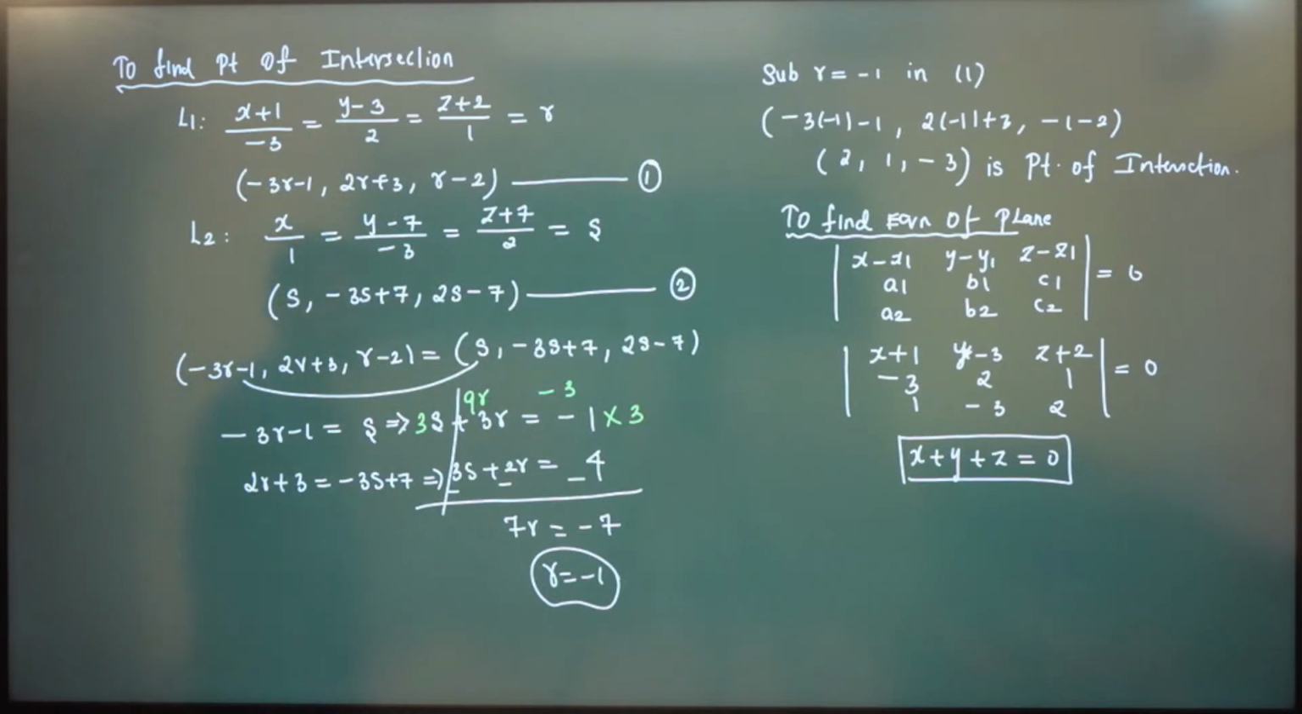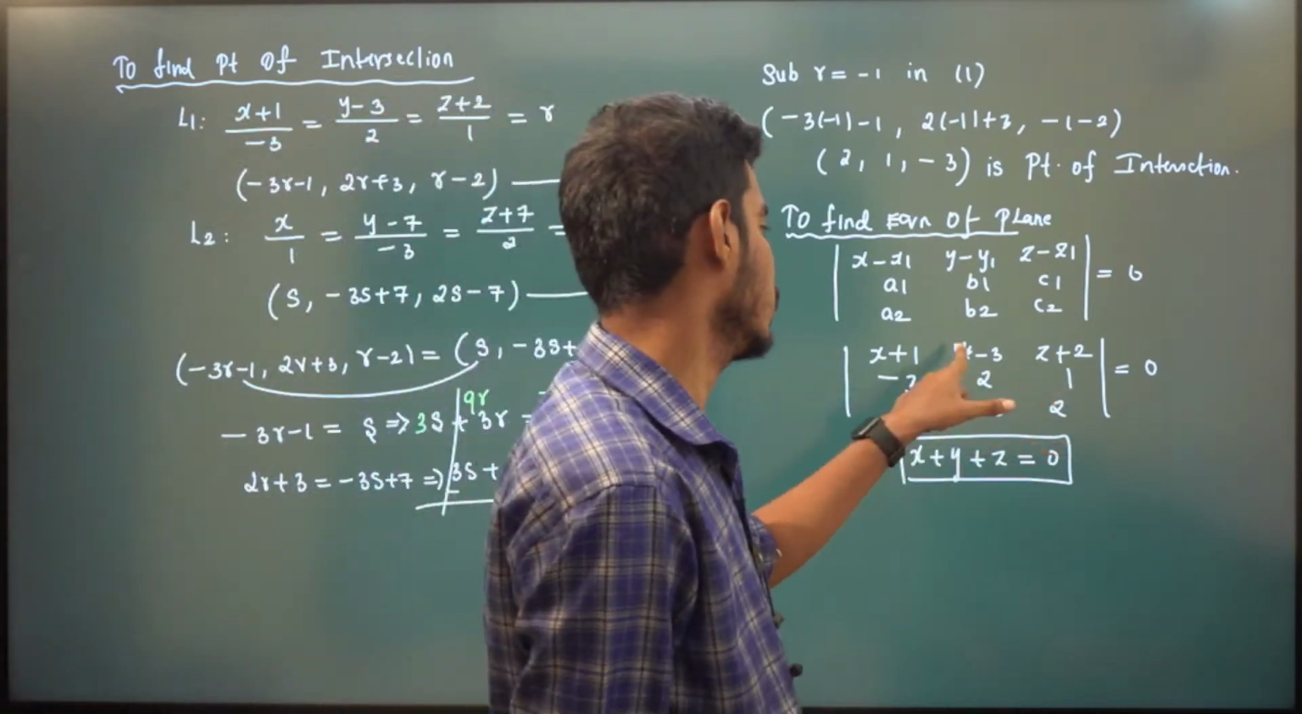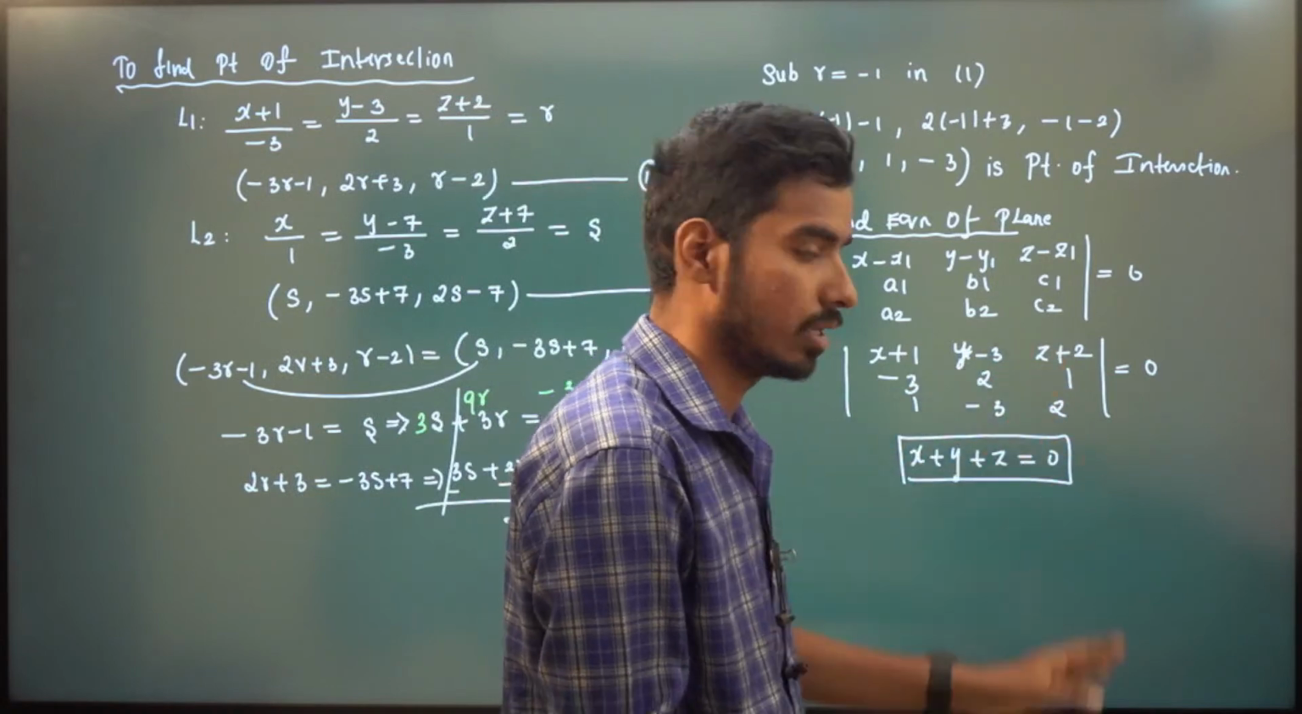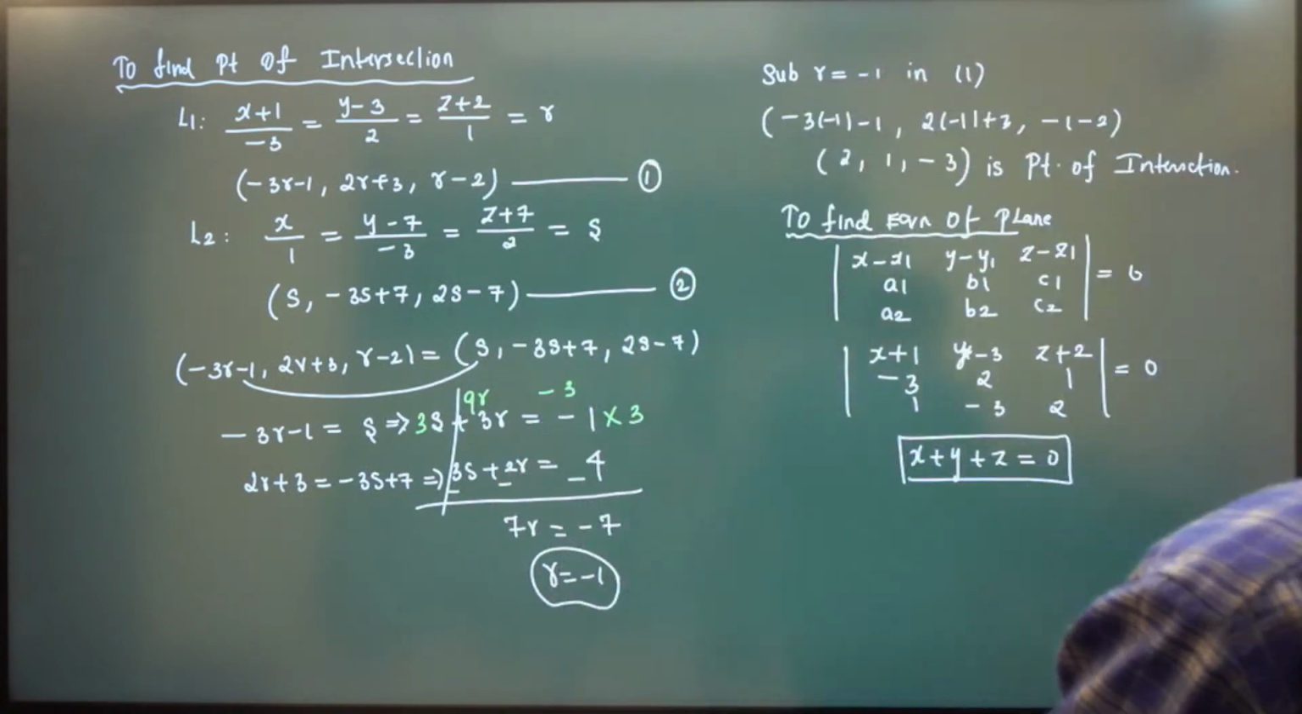Is it clear? You just have to expand x plus 1 into this, minus of y minus 3 into this, z plus 2 into this. You will get the required answer. Is it clear?